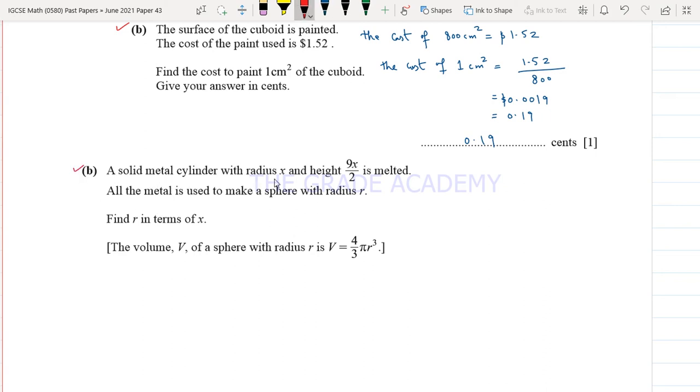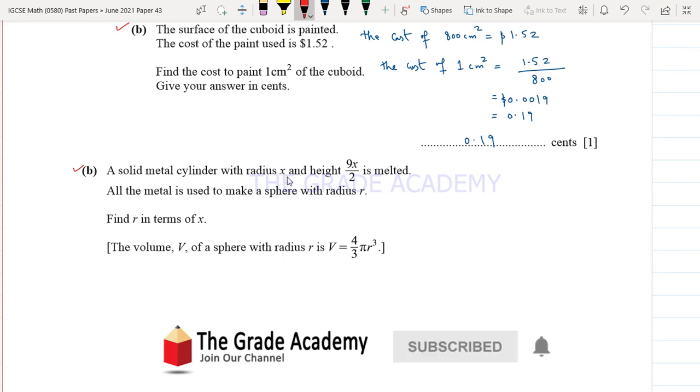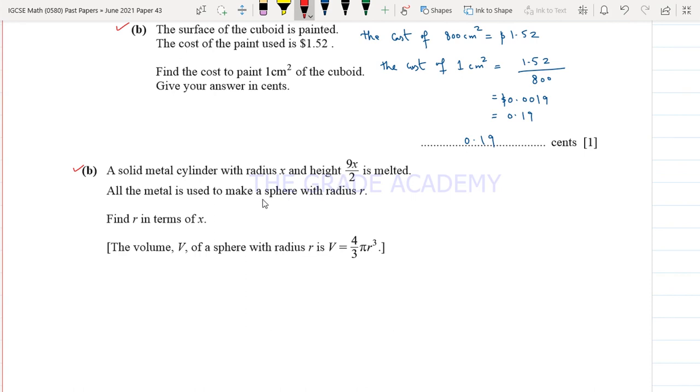Okay, now a solid metal cylinder with radius x and height 9x/2 is melted. All the metal is used to make a sphere with radius r. Find r in terms of x. So here a solid metal cylinder with radius x is going to be melted into a sphere of radius r. This means that the volume of the cylinder will be equal to the volume of the sphere. So to solve this, we use the fact that the volume of the cylinder is equal to the volume of the sphere.